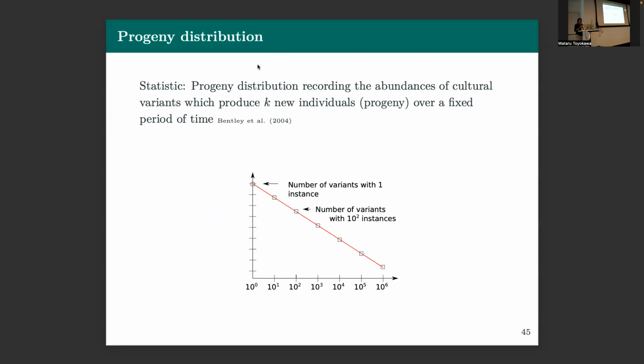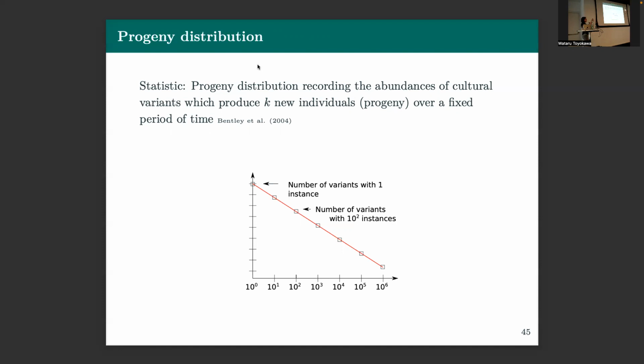So if you have a lot of data for those mathematical modeling exercises, it is then often a question, how do we reflect this large amount of data, or how do we summarize it? And here we use an incredibly crude, but nevertheless very interesting summary statistic, the so-called progeny distribution. And that records the abundances of cultural variants which produce k new individuals, offspring, over a fixed period of time. So the progeny distribution looks like that. It's often shown on a log plot.